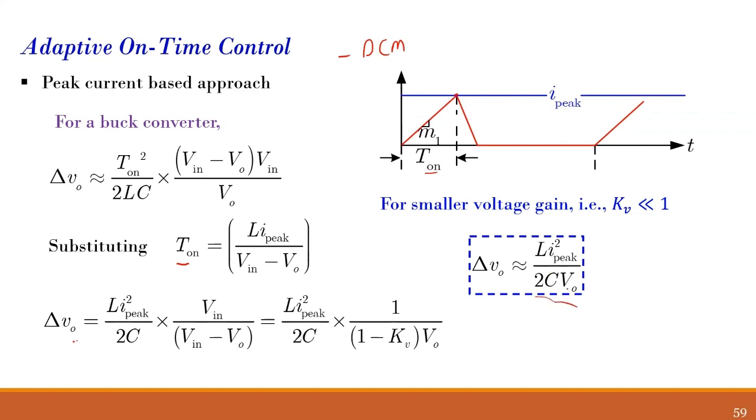Your output voltage ripple is dependent on I peak square. L, C, and V output are approximately constant, they do not vary much. So your output voltage ripple is directly proportional to the square of your peak. If you fix your peak, then you're fixing your output voltage ripple. So that is the concept. I fixed this peak reference current, and that's how I am fixing my output voltage ripple.